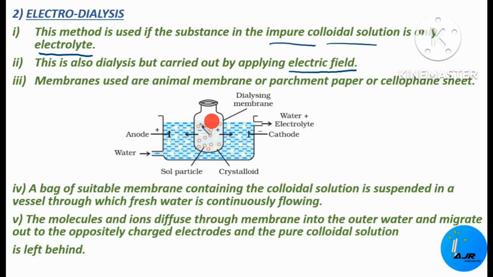They are explaining this one. The molecules and the ions diffuse through the membrane into the water and migrate out to the oppositely charged electrodes. So the ions will be moving to the oppositely charged electrodes, and obviously the pure colloidal solution will be left behind inside this dialysing membrane. Understood, students? This is what happens in electrodialysis.